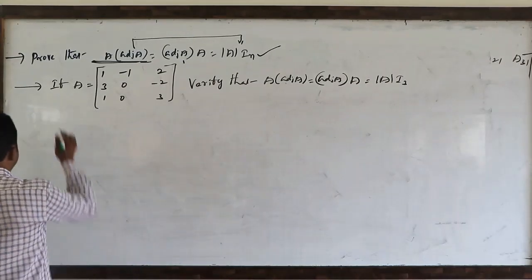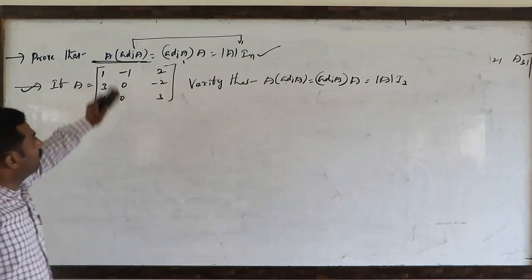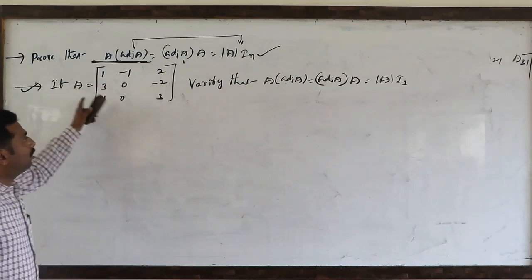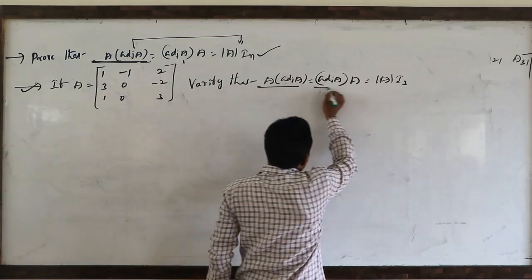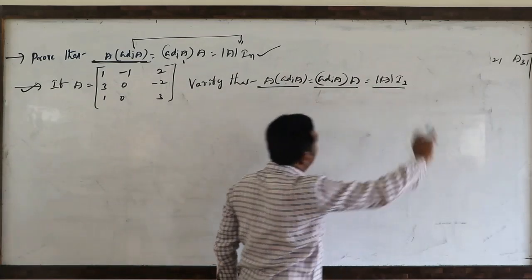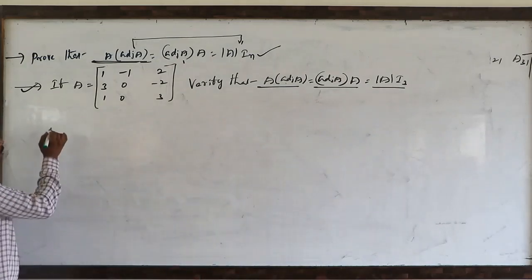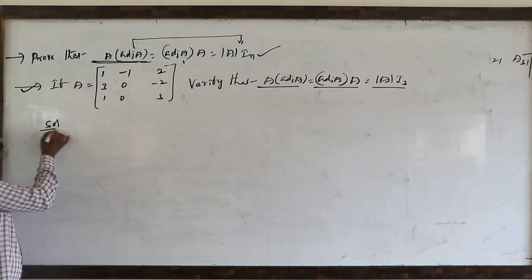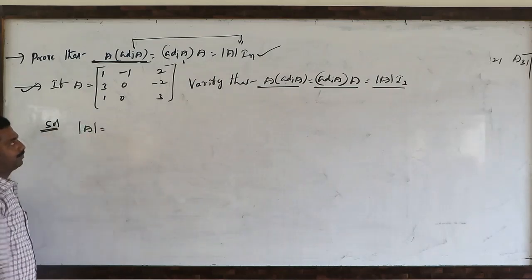Okay, students, problem based on this concept. If A is equal to this matrix, then verify that A into adjoint of A equals determinant of A into I3. We have to prove this. First, we will calculate the determinant of A.